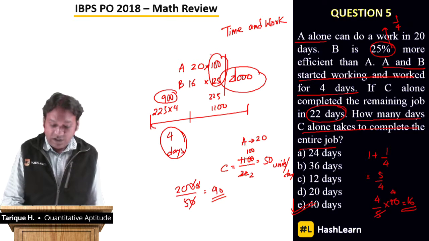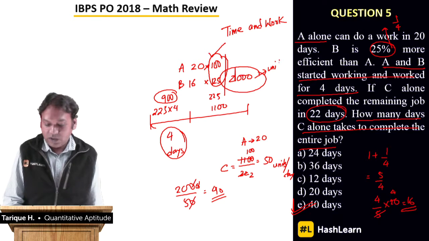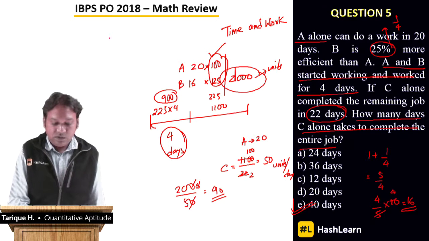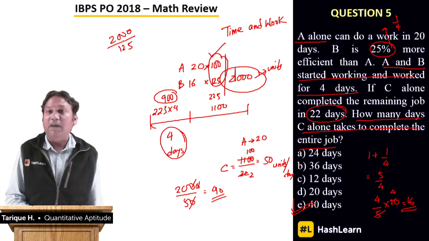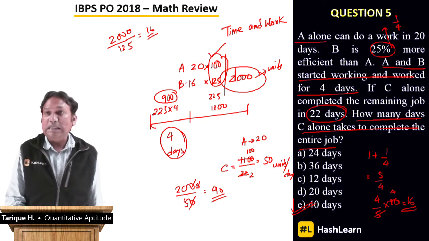Take efficiency of A as 100, and so B's efficiency will become 125, and total work is 20 into 100, that is 2000 units. Total work, how much work is there? 2000 units. So how many days will B take? Divide 2000 by 125, and if you know that 8 into 125 is 1000, then 2000 by 125 will be 16. So B will take 16 days.